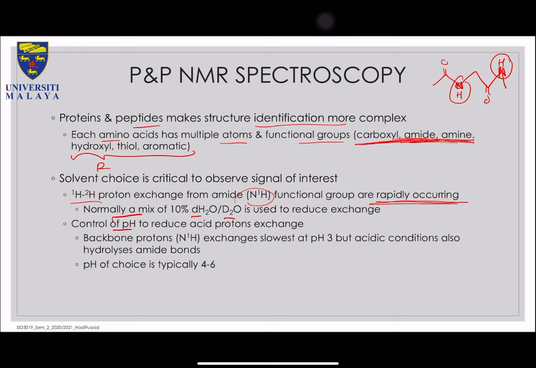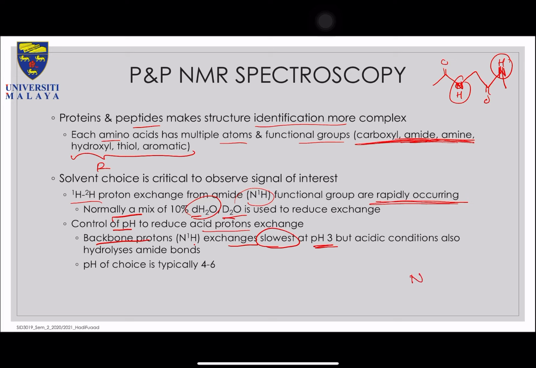Additionally, you can control the pH of the reaction mix. Because you have water in there, and even deuterated solvent is technically heavy water, you can still see the effect of pH and temperature in your NMR spectroscopy. The second thing you can do is control the pH to reduce the acid proton exchange with the solvent. As a guide, the backbone proton and H exchange is slowest at pH 3. So the lower the pH, the slower the exchange.